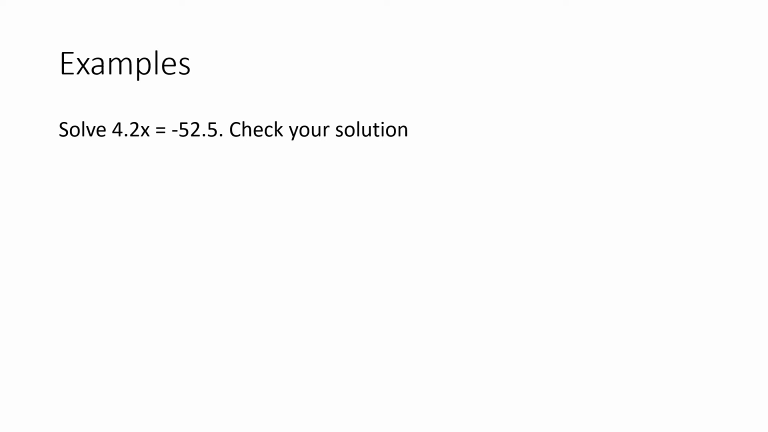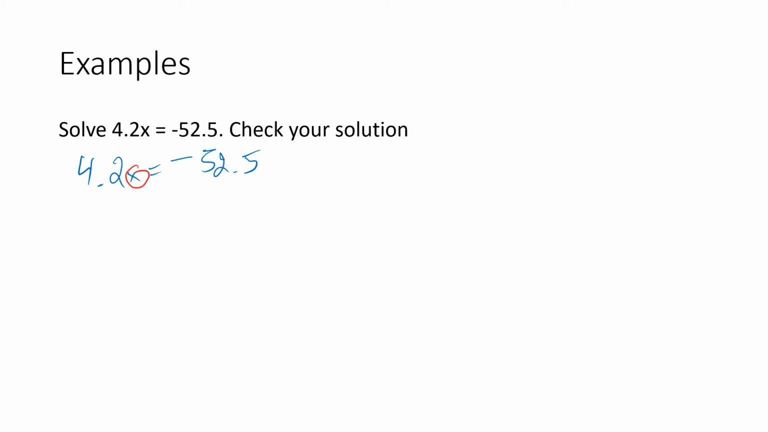Okay, so our example is we are asked to solve 4.2x equals negative 52.5. To solve it, we need to find out what x is, what that variable is. To check our solution, we're going to insert our answer for x back into the equation and see if it works. So let's go ahead and get started with this. 4.2x equals negative 52.5. We are trying to isolate the x.